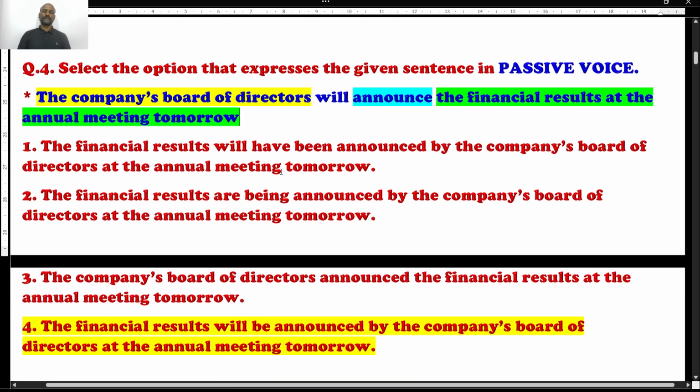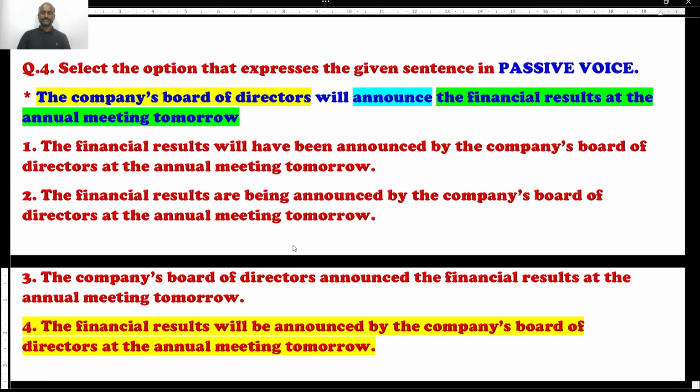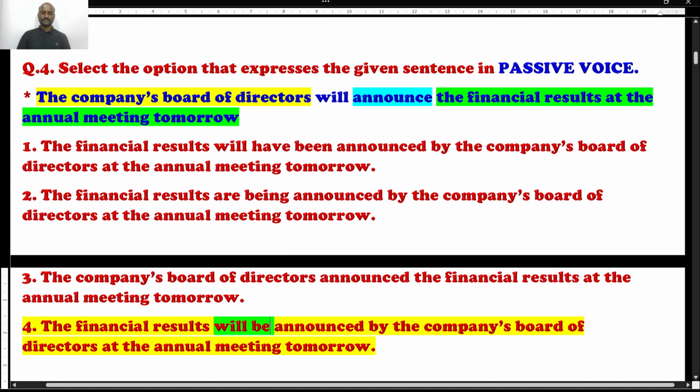If you go through this one, the given highlighted subject, object, helping verb, and here is the main verb. Students, the very simple clue is when will is given, we use will be in passive form. Where will you find will be? Here we find will be, option 4. Look at it. Right, students? Here you find will be, option 4. Hope you understand it. See, here will have been is given, so it's wrong. Are being is given, wrong. Announced directly, verb 2 in simple past is given, wrong. The right answer is option 4.